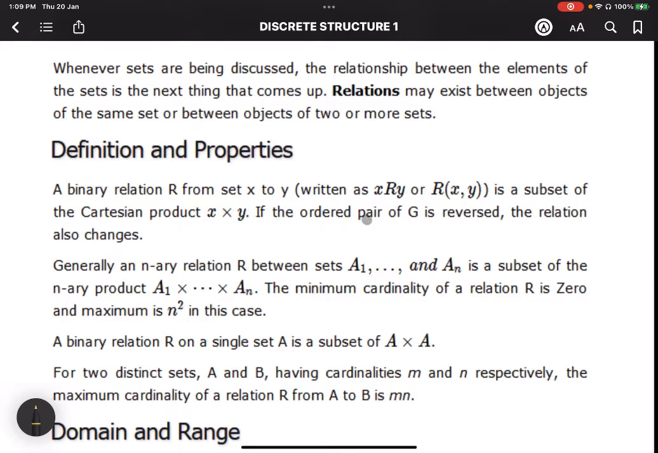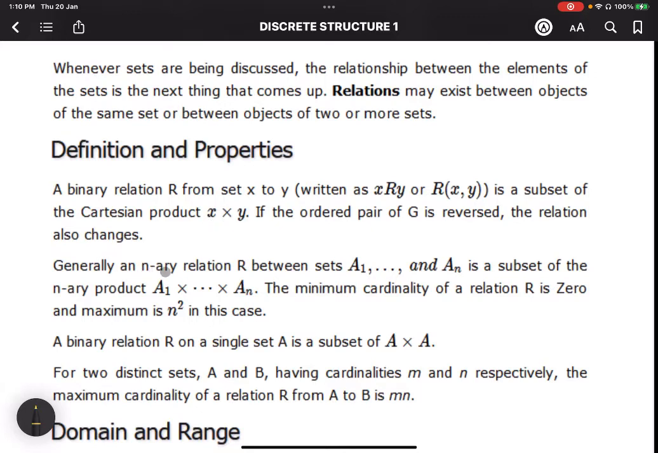So if the ordered pair is reversed, the relation also changes. What we are saying is that X times Y and the relation R(X, Y) is a part of the Cartesian product X times Y. So this is the subset and this is the whole set.